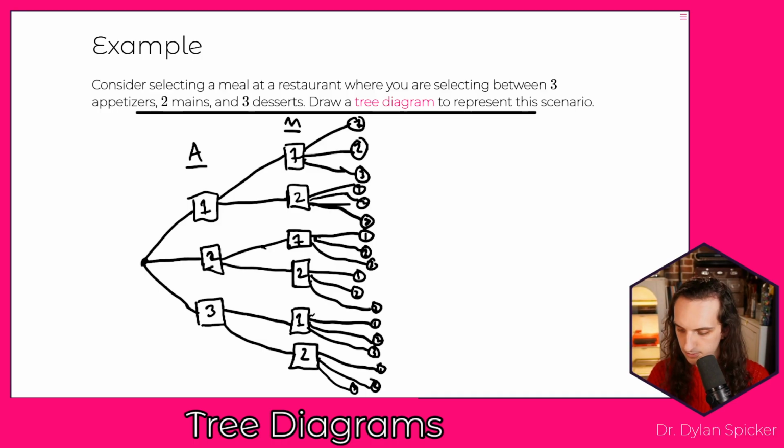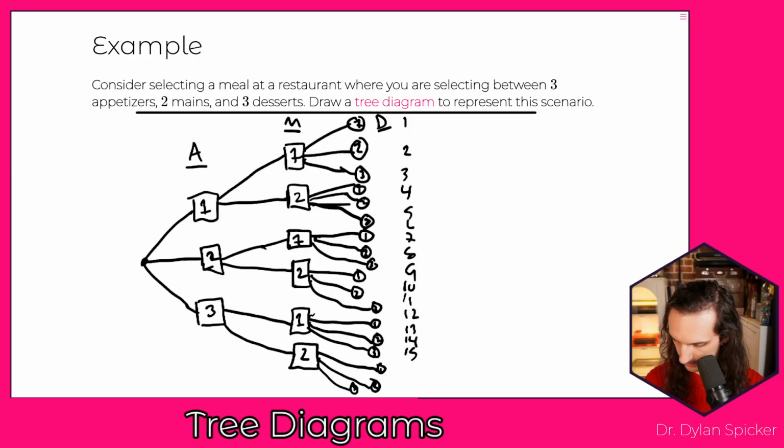But now if we wanted to know how many different meals there are going to be, what we can actually do is count through all of our different options here, right? So we're going to have 1, 2, 3, 4, 5, 6, 7, 8, 9, 10, 11, 12, 13, 14, 15, 16, 17, 18. There's 18 total different options.